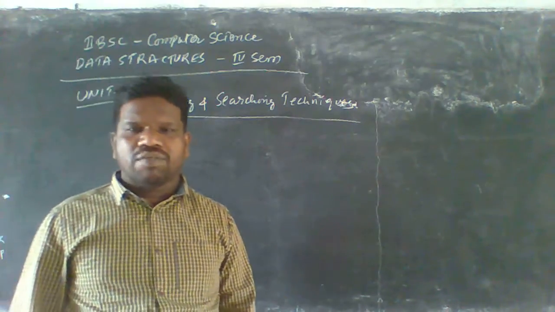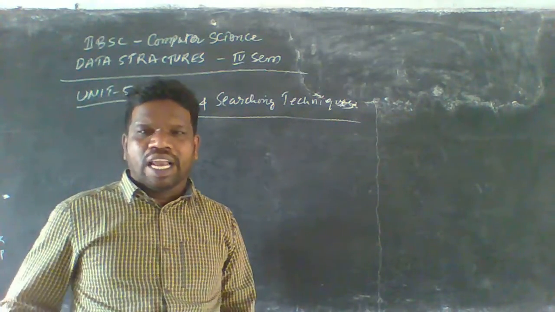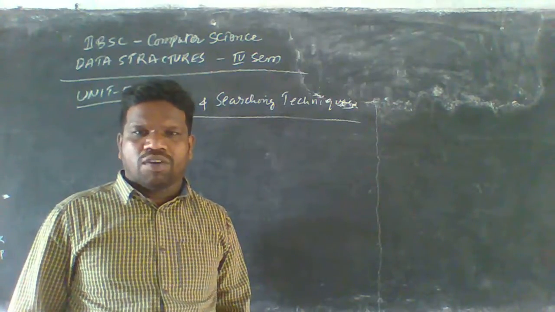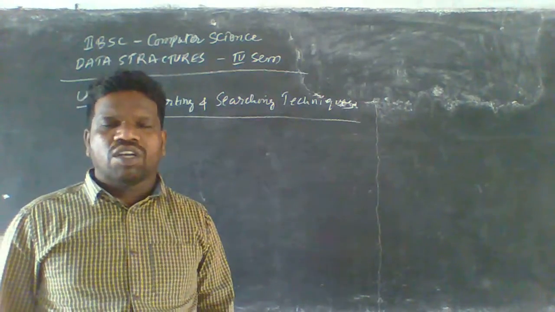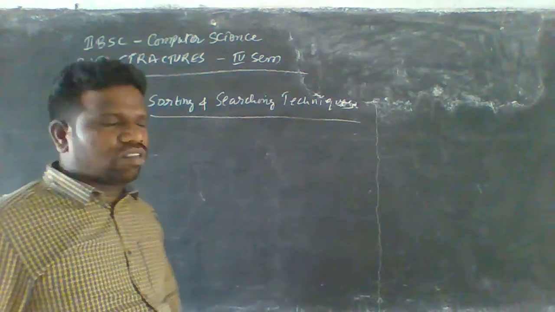What is sorting here? Sorting is one of the techniques used to arrange the elements in a systematic order. It is called ascending order. We have six types of sorting techniques available here. Let us see.